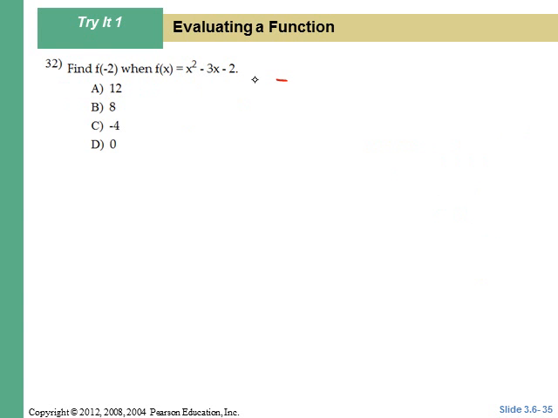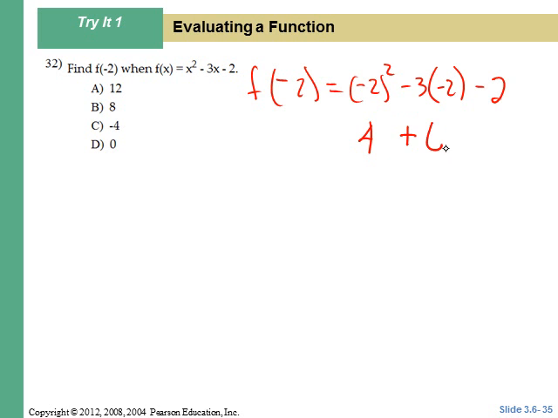Okay, so f of negative 2 is negative 2 squared minus 3 times negative 2 minus 2. Negative 2 squared is 4 plus 6 minus 2 is 10 minus 2 is 8.